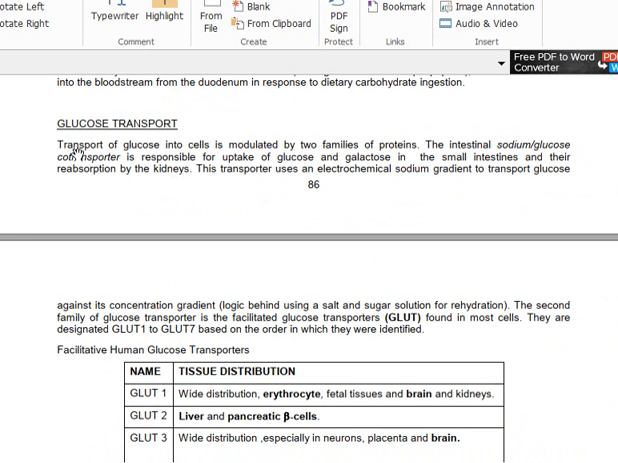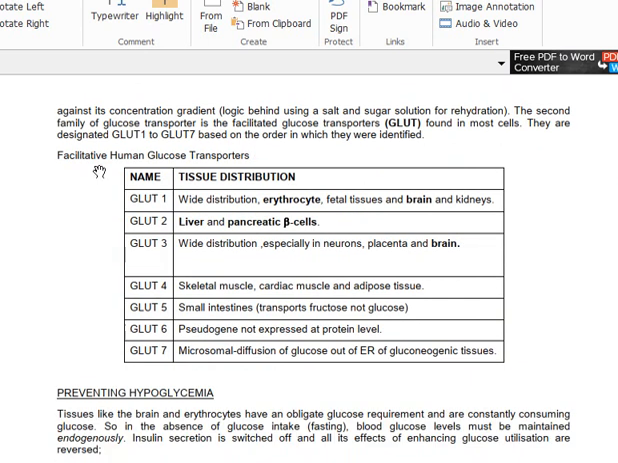Now we need to know that for the transport of glucose into the cell, we have different transporters. We have glucose transporter 1, which has wide distribution. This is found on the erythrocyte, on fetal tissue, in the brain and the kidney. You need to know that insulin acts on glucose transporter 4, which is found on skeletal muscle, cardiac muscle, and adipose tissue. So this is where insulin is going to cause the glucose to enter the cell. But glucose transporter 1 is widely distributed.